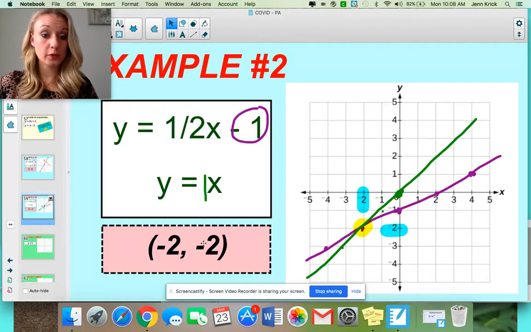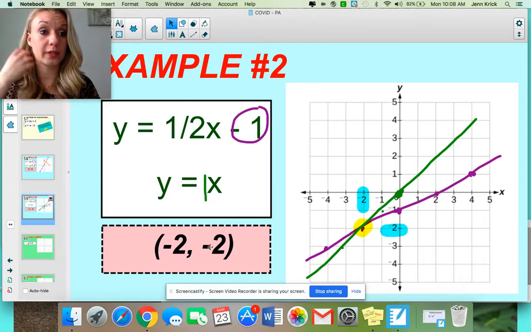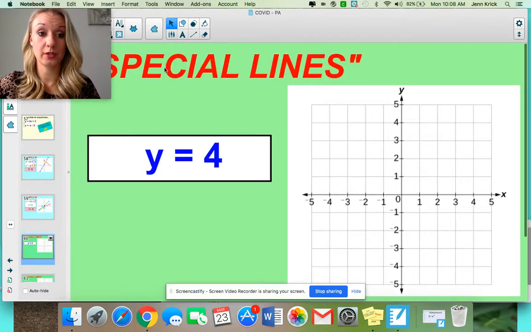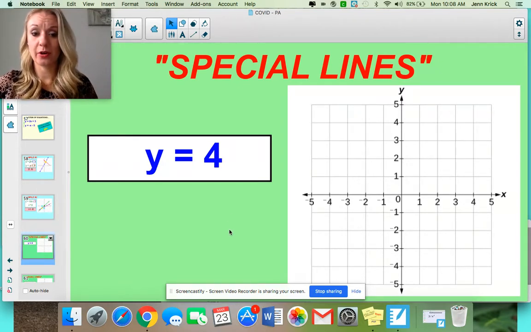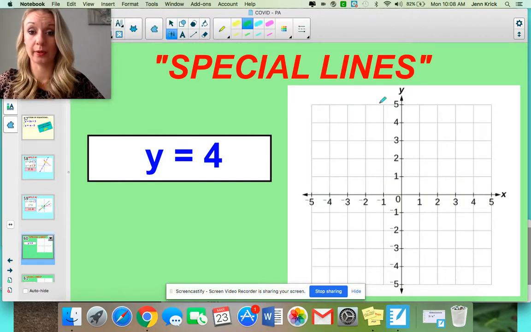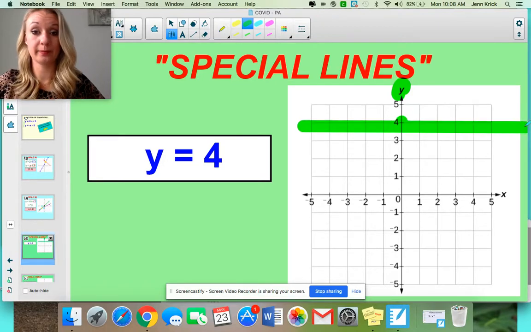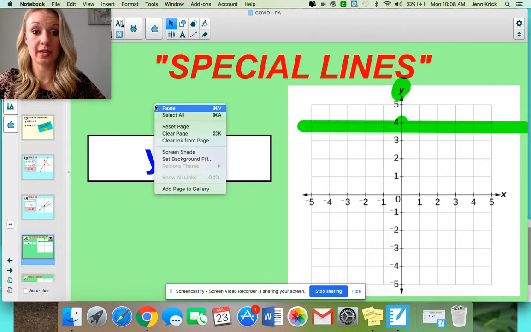Okay, now there's a few special cases that you'll probably see on your homework assignment. Super simple, but just to make sure that we're all on the same page here. So these, I call these like special lines. All this says is y equals 4. There's no x, there's no slope. So all you need to do when you see a line like y equals 4, go to your y-axis here. Here's your y. Find where y equals 4, and you're just going to draw a horizontal line going through the whole thing.